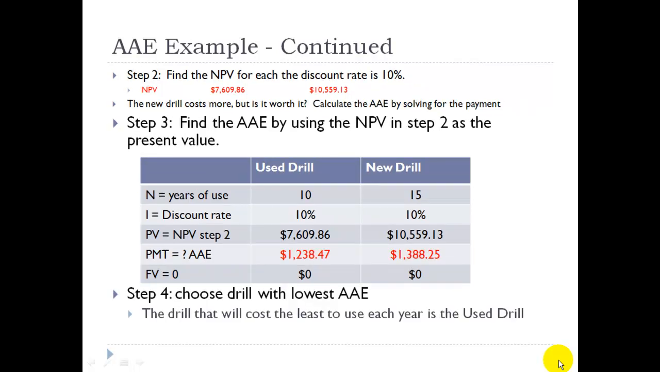When we do that, the used drill is less, $1,238.47 versus the new drill, which is $1,388.25. And so you're going to choose the used drill because it has a lower cost per year.